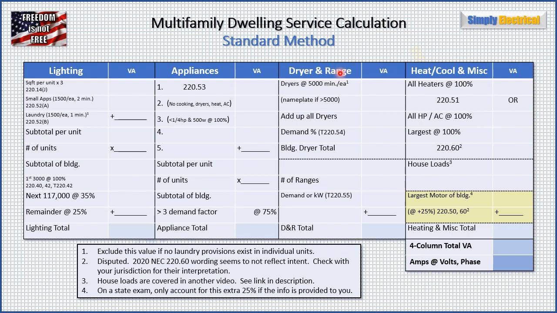And then dryer and range: figure out your dryers and the load using the table. Same with range, figure out your range depending on size and number, and use the table for your demand, and then you get your dryer and range total in this column. Last column is heating and cooling, and this is where you take your heating or your cooling and figure out which one you're going to use.